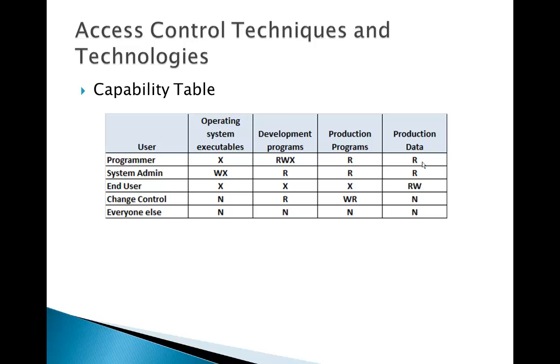Now, the capability table is one way of viewing this access matrix. It's basically a view based on the user. Associated with the sysadmin is a bunch of capabilities. This has the read, write, execute capability for operating system executables, the read capability for development program, the read capability for production program, and the read capability for production data, because they're a sysadmin. They need to run commands, but in an ideal world, you'd lock them out of the applications in the production data. Whether this is feasible in most operating systems is a different matter.